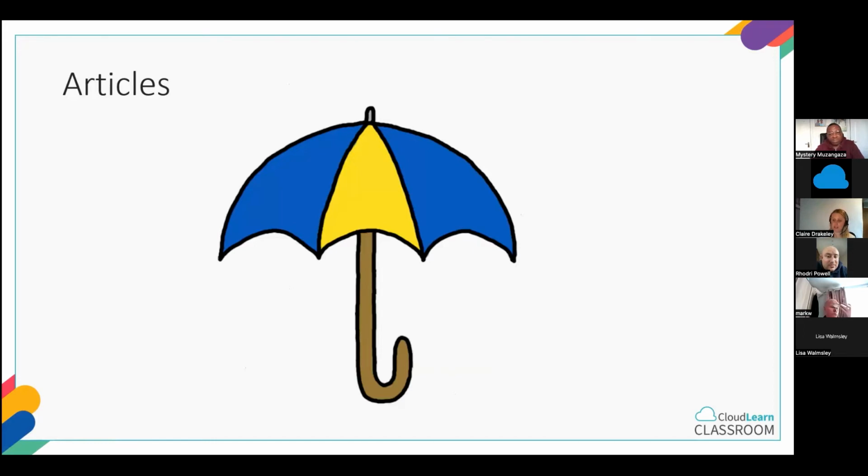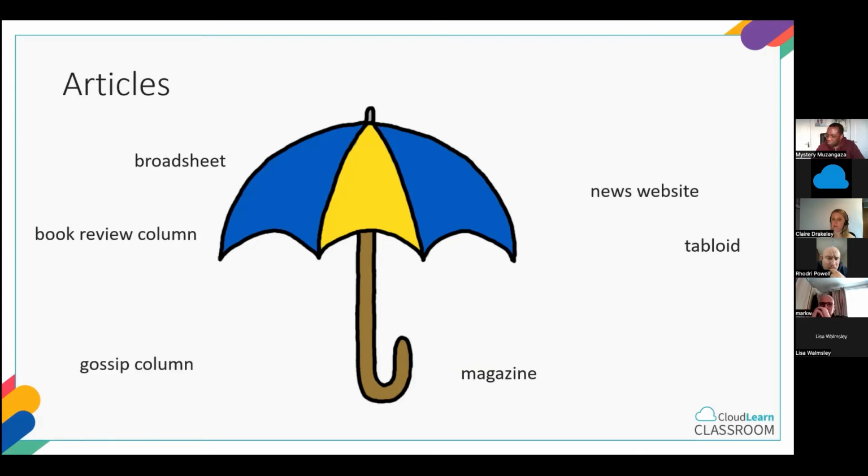For example, article can refer to a piece in a broadsheet, a tabloid, a magazine, a news website, a gossip column, book review column, a music magazine, a sports website, we did that last week as well, and a movie review site, and lots more. They can be about any and every topic, from global politics to gardening tips. Within these individual sections, there are even further distinctions.